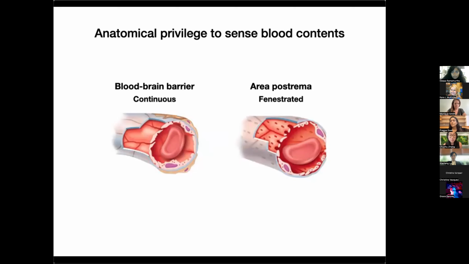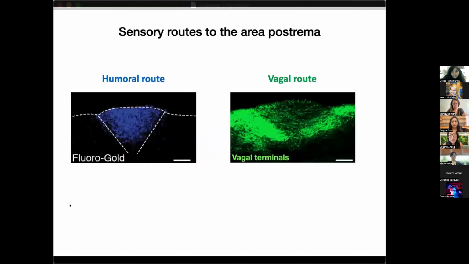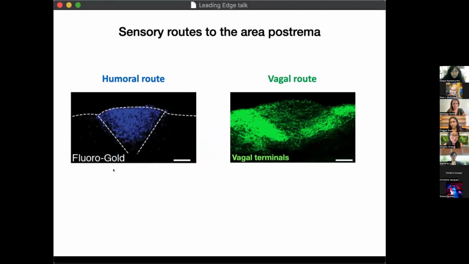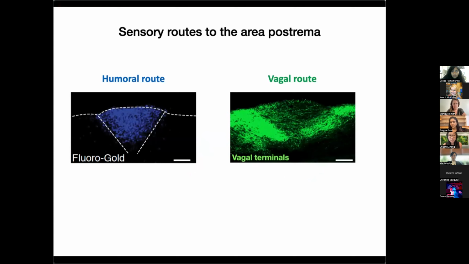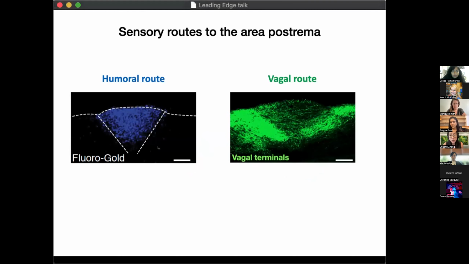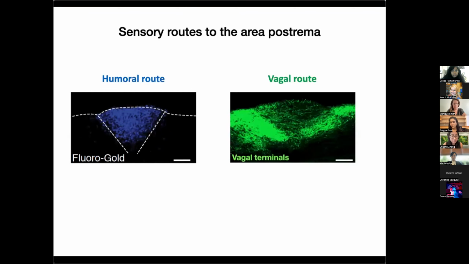As I mentioned before, one of the key features of area postrema is that it has fenestrated blood vessels, unlike the continuous blood vessels that form the blood-brain barrier in most of the brain regions. And this can be demonstrated by intraperitoneally injecting fluoro-gold into the animals. And you can see it's highly concentrated in the area postrema, but not in the nearby regions. The area postrema cells are rich in receptor expression and have been reported to detect several peripherally produced peptides. But in addition to this humoral route, the area postrema also receives inputs from the vagus nerve, as you can see in the GFP signals here.